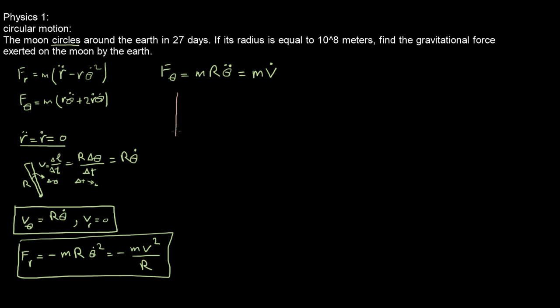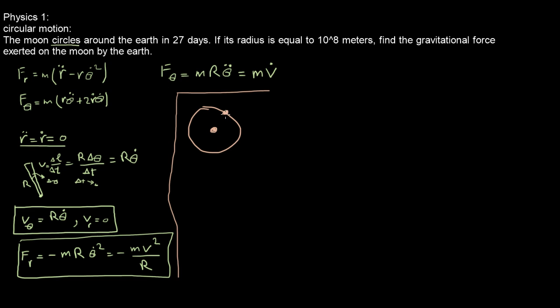So now let's go back to the question and see what we need to do. It's asking to find the gravitational force exerted on the moon by the earth. So let's say this is the moon in circular motion, and this is the earth at the center. Since it's moving on a circle, then Fr is that, F theta is that. It's a circle, therefore these are 0. Therefore we have to use this equation.